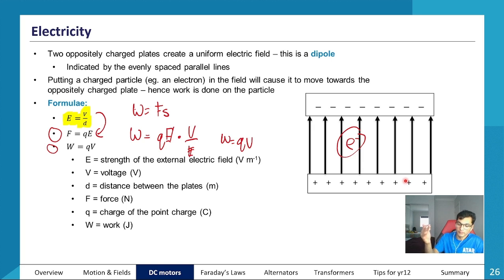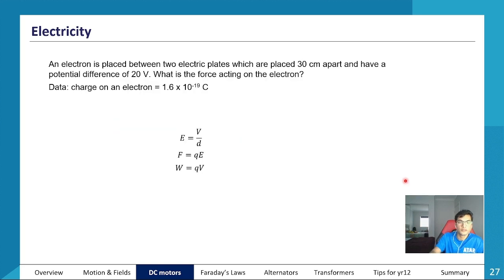Oh, and yeah, cool. So we'll do one quick question. An electron is placed between two electric plates, which are 30 centimeters apart. Whenever I see something that's not in SI units, I want to make my life easy. So what I do, I just cross the whole thing out and write it in proper SI units to avoid any sort of confusion.